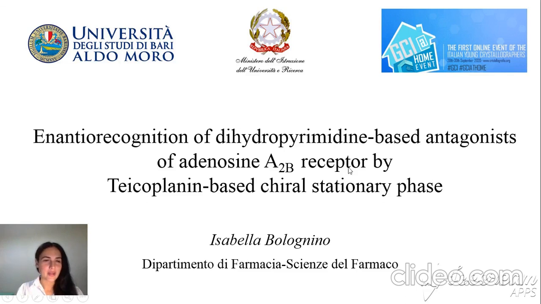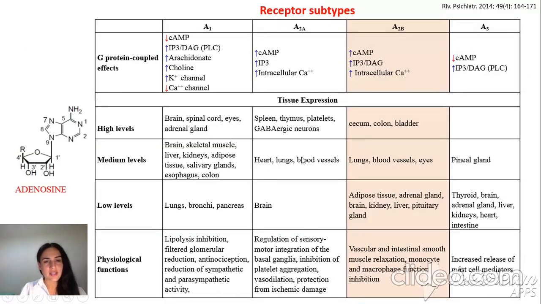Good morning, everyone. Today I'm going to talk about enantiorecognition of the dihydropyrimidine-based antagonist of adenosine A2B receptor by teicoplanin-based chiral stationary phase. Adenosine is an endogenous purine nucleoside widely distributed in the tissues that acts as a signal molecule and mediates numerous physiological effects through the stimulation of a family of G protein coupled receptors. The A2B isoform is particularly involved in cardiovascular functions, homeostasis of glucose, and inflammatory response.